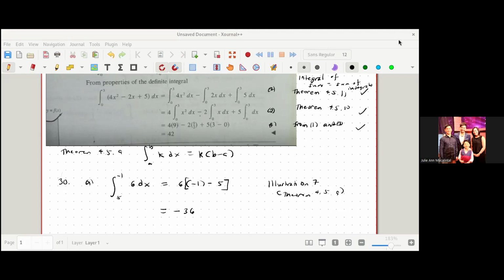So, yun. Hindi naman mahirap yung 29. Gamitin mo lang yung integral of a constant is constant times yung subtract the endpoints. Yun lang yung purpose niyan. So, gawin mo lang siya so that we can move over to the next thing.